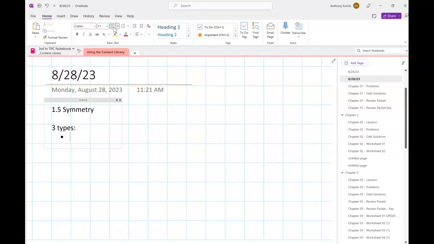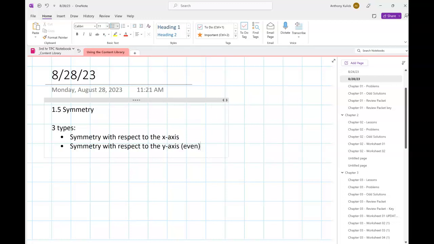So there's three types of symmetry. There's symmetry with respect to the x-axis. There's symmetry with respect to the y-axis. We call functions with this particular symmetry even functions.